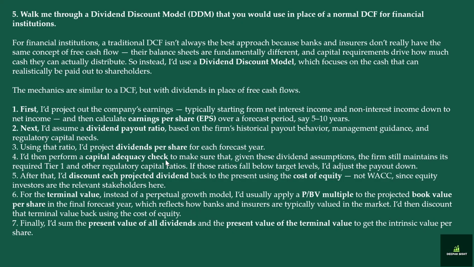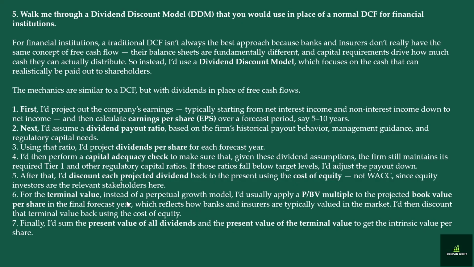So capital adequacy ratio, we will actually have to check, and after that, we will discount each predicted dividend back to the present value using the cost of equity, not the weighted average cost of capital. Because in financial institutions, we have discussed that debt is considered a part of operations. We will not be able to calculate free cash flows. And even if we do, we will be generating negative free cash flows. So that would be all wrong.